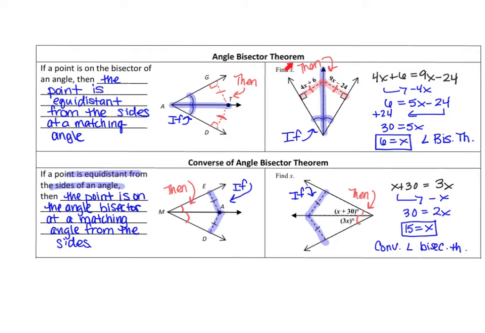So for the angle bisector theorem, you're told or given that the angles are congruent, therefore you can set these distances equal to each other. So angle bisector theorem gives you congruent angles first. Converse of angle bisector theorem tells you that the sides, or these distances from the sides, are congruent. So it's giving you this first, therefore you can set the angle measures equal to each other. So this one gives you angles first, this one gives you equidistant lengths first.